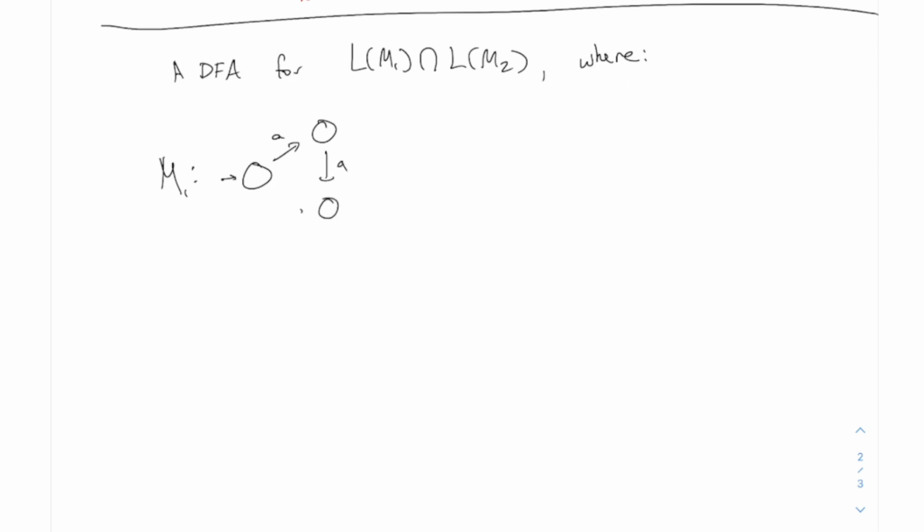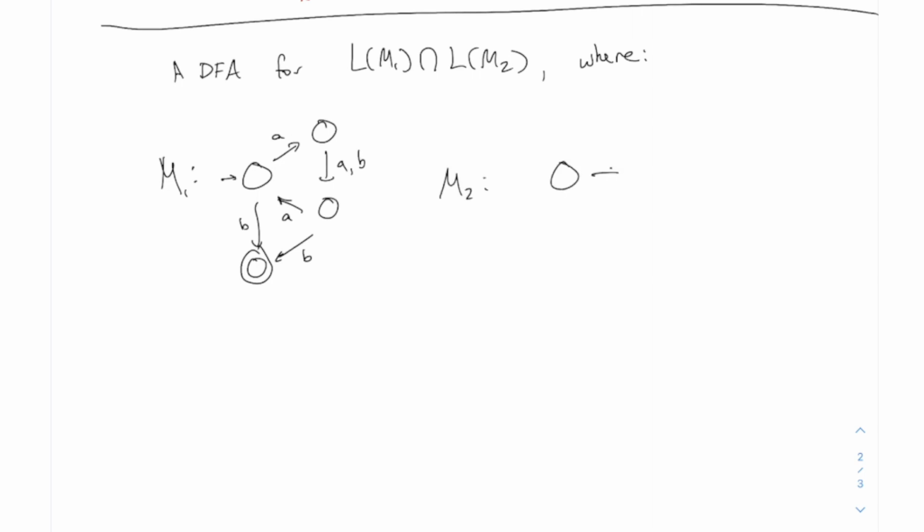Let's try to make a DFA for L of M1 intersect L of M2, where I'll give you two machines here. I'm just going to make this up. Hopefully it'll be interesting. Let's put a B there. How about that? All right, that's M1, M2.